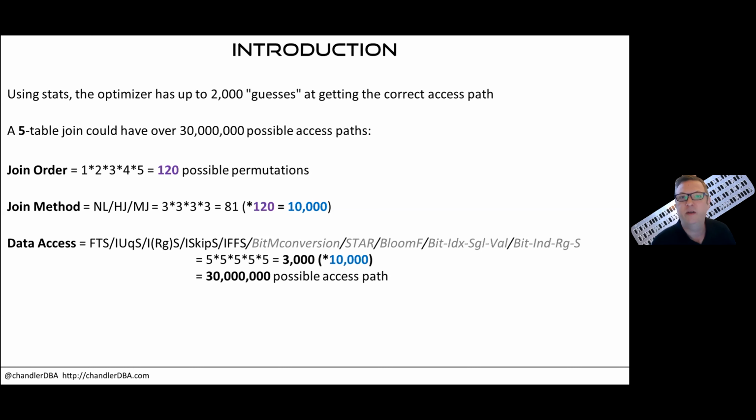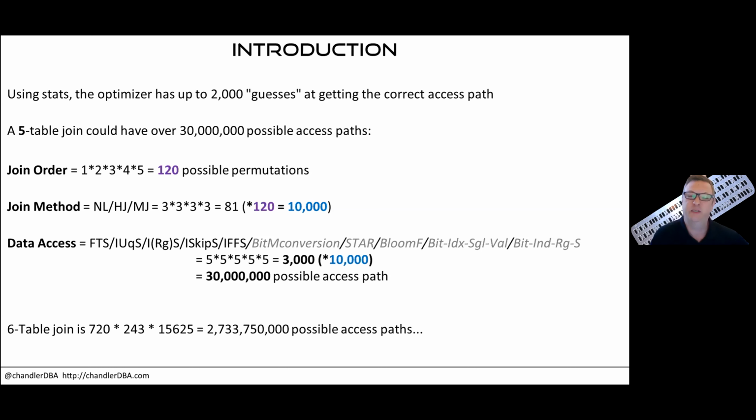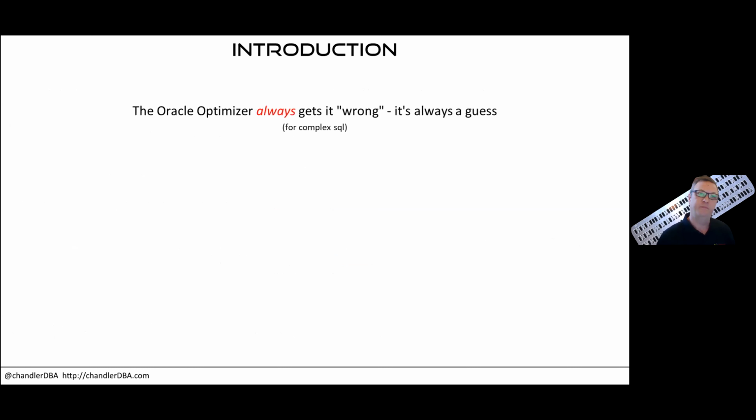And Oracle's only got 2,000 guesses. To give you an idea, this expands exponentially. For 6 table joins, it's 2.7 billion potential access paths. So the optimizer always gets it wrong for complex SQL. Well, that's a bit too much, but it's always a guess.